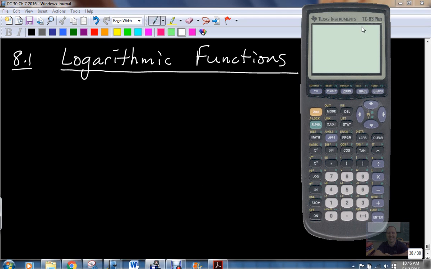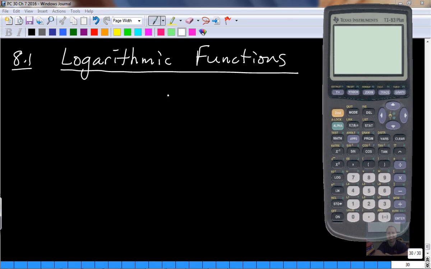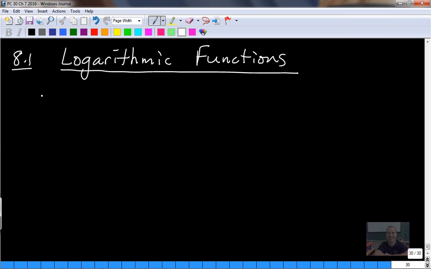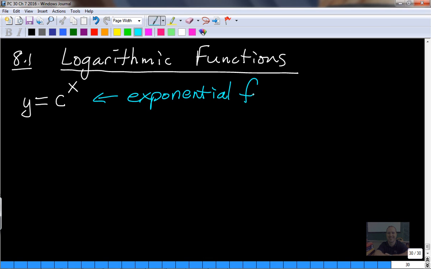Alright, so what I'd like you guys to do is we talk about logarithmic functions. We have just talked about exponential functions, right? And I'm going to write this exponential function just like we did last chapter, chapter 7. This is an exponential function. And why is that again? Why is that called an exponential function? Yes, because the variable, the x variable, is in the exponent position. That's why we call it an exponential function.